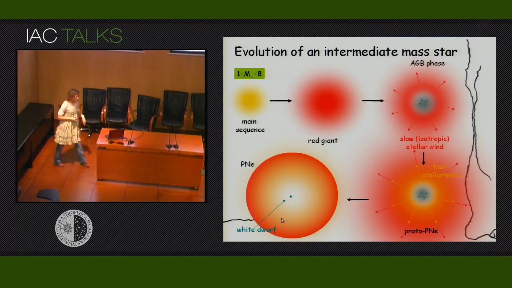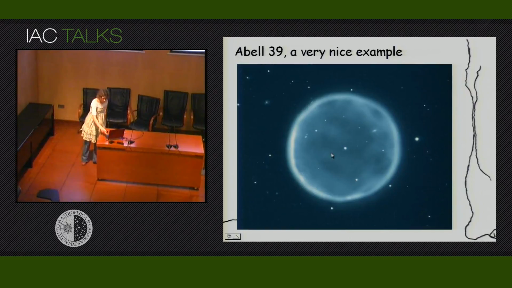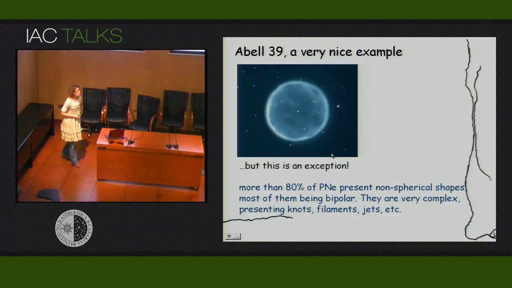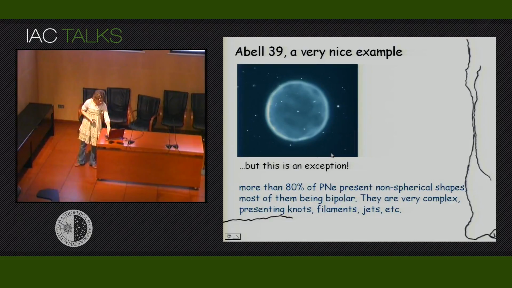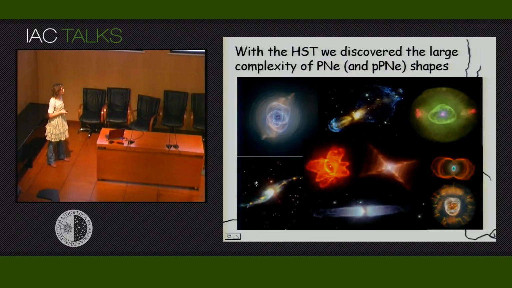So we end up with very nice examples of planetary nebulae. We have spherically symmetric shapes, like this one here. But this is not a rule, this is an exception, and most planetary nebulae are not spherically symmetric, but have much more complex shapes, most of them presenting axisymmetric shapes with a clear axis of symmetry, presenting bipolar structures like this one here, and this one here, and also much more complex shapes presenting several axes of symmetry like this one here.